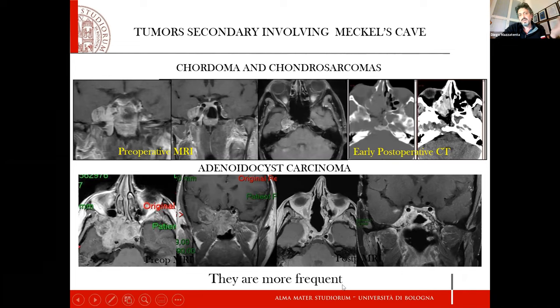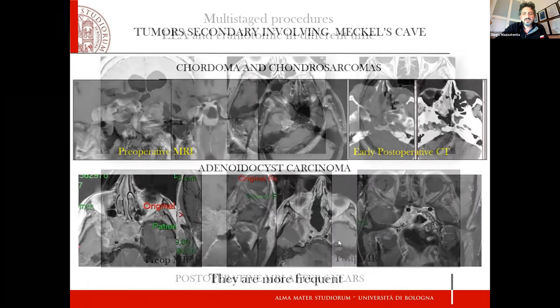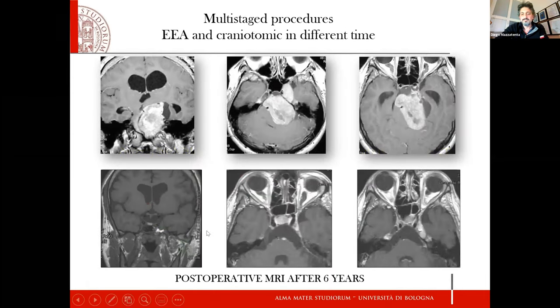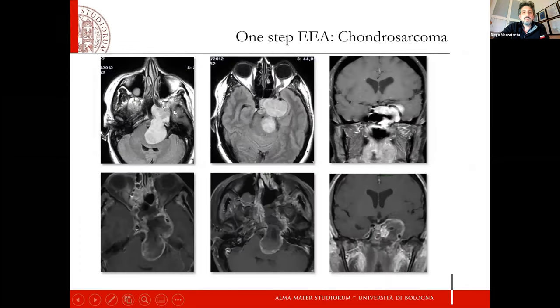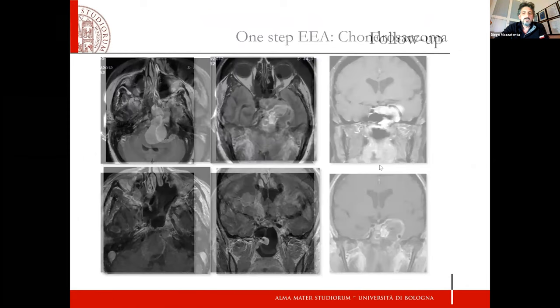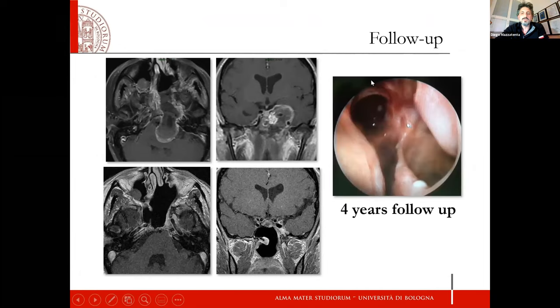So the endoscopic endonasal technique could be a good option. This is the late control of the trigeminal neuroma, delayed after 6 years. In case of a tumor invading and enlarging the cavum Meckel, the endoscopic endonasal approach could be useful to remove this part. And this is the chondrosarcoma, as you can see in the follow-up, and this is the control after 4 years of follow-up.